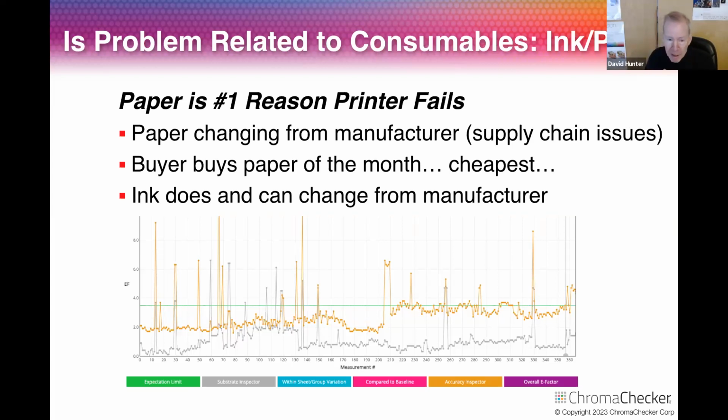So these are things that we need to educate our company on, that, hey, if you want a tight E factor, the paper's got to have a tight E factor. And the ink can change as well, but paper is far more the culprit in terms of problems.